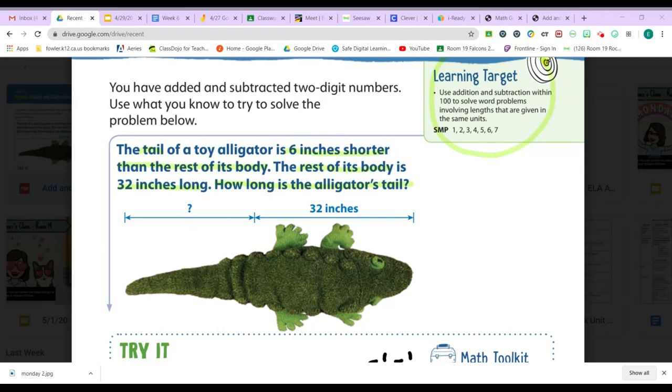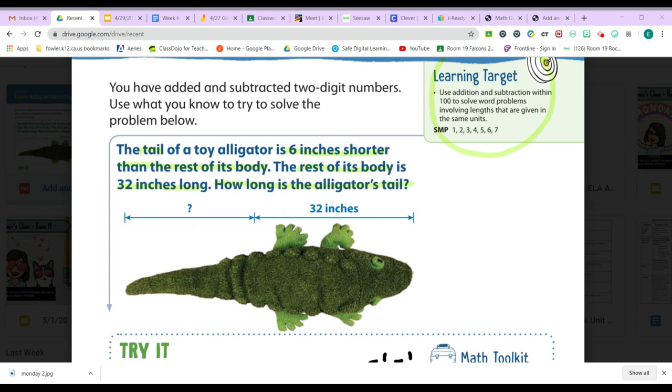When I see this image, I see it looks like a stuffed alligator. I see this measurement, remember, from one end to the other, we call that length, and I see that this is 32 inches long. Well, let's read the problem. And Miss Yana's already annotated. It says the tail of a toy alligator is 6 inches shorter than the rest of its body. The rest of its body is 32 inches long. How long is an alligator's tail?